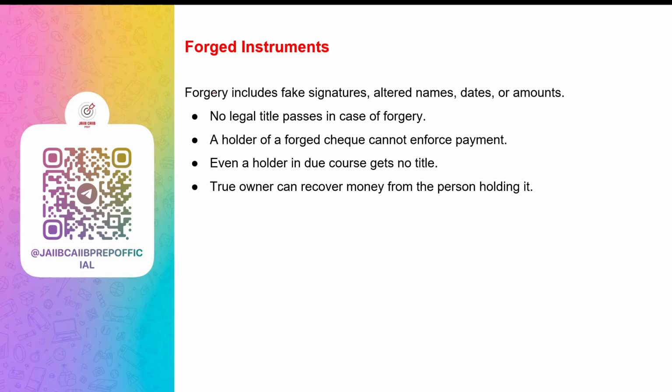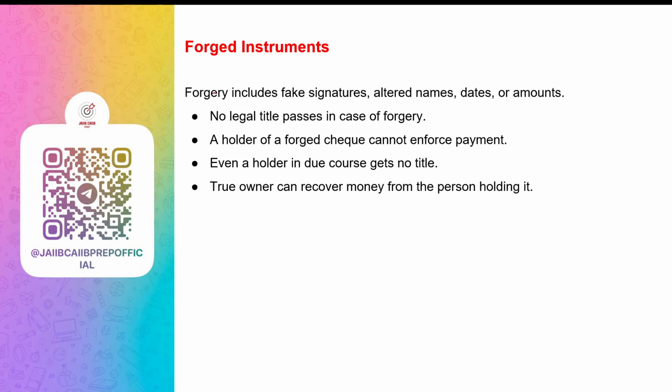If someone tries to cash a forged check, even if the bank pays it by mistake, the payment is not considered legal. If the signature is forged, the bank will not get protection because there was no legal mandate, and the person who received the money must return it because forgery gives no legal title. The rightful owner of the check has the right to claim the money back.